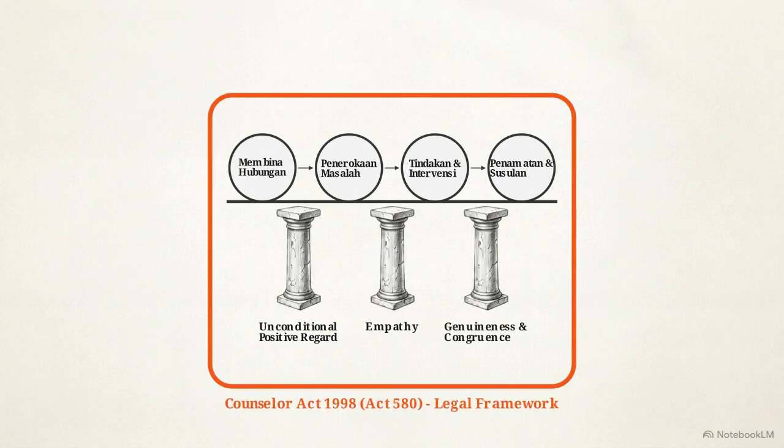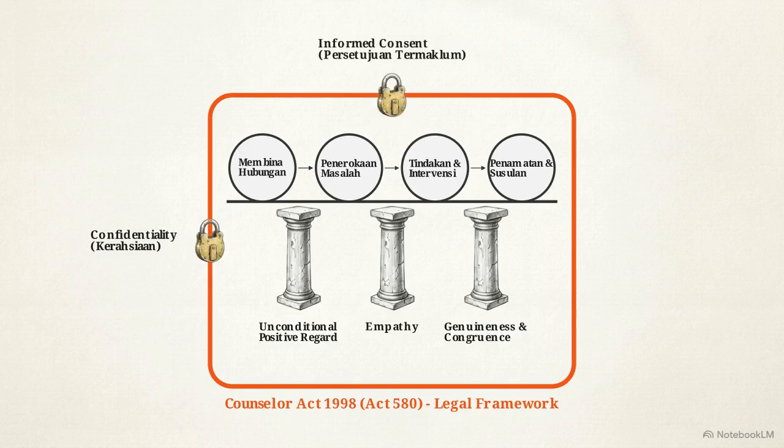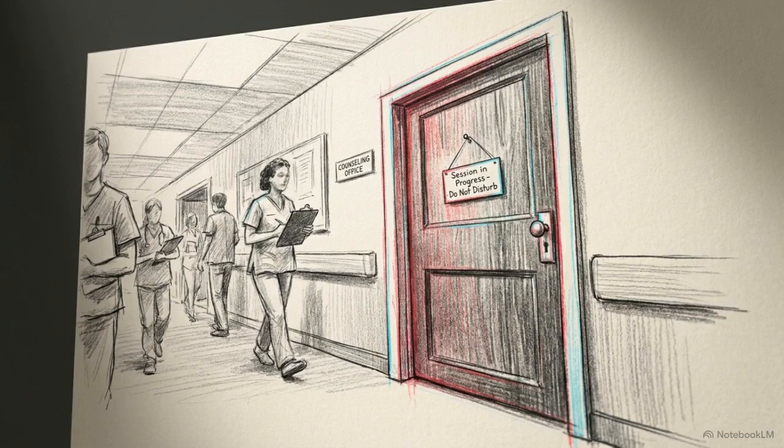The first boundary is confidentiality. Information stays within the session. The second is informed consent. Clients have the right to understand the process before intervention. The third is professional boundaries, prohibiting dual relationships to ensure objective integrity. Act 580 secures the Rogerian environment against outside interference, creating a safe container for the 4-stage process to occur.